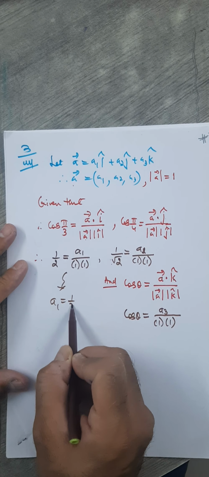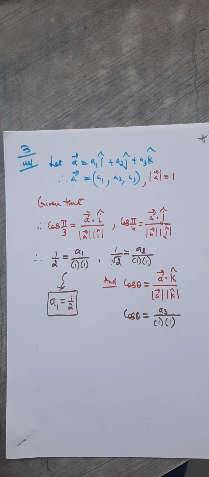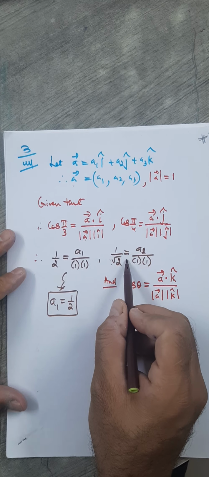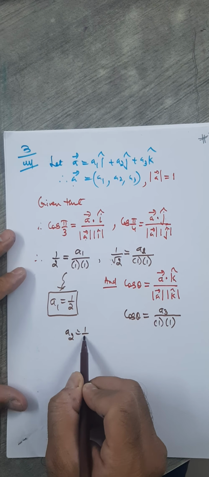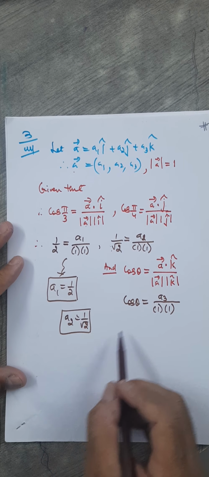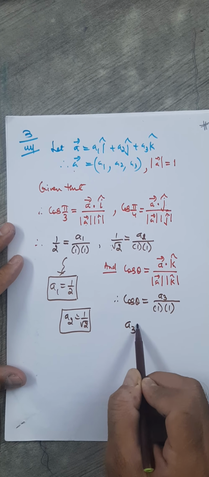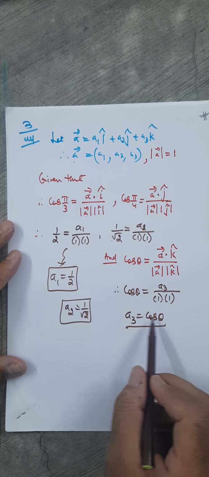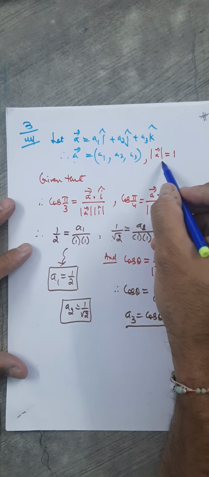So you got A1 from this. What is A1? 1 by 2. First component you obtain. What's the second component here? That is A2 equals 1 by root 2. Fine. And here we have A3 equals cos theta. Now we want theta and A3 both. So we use this information here.